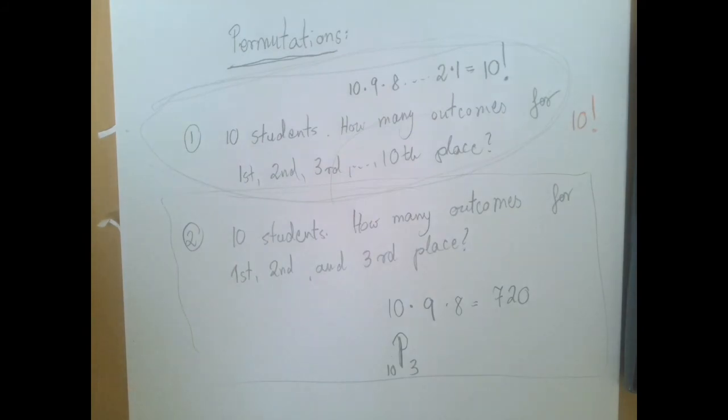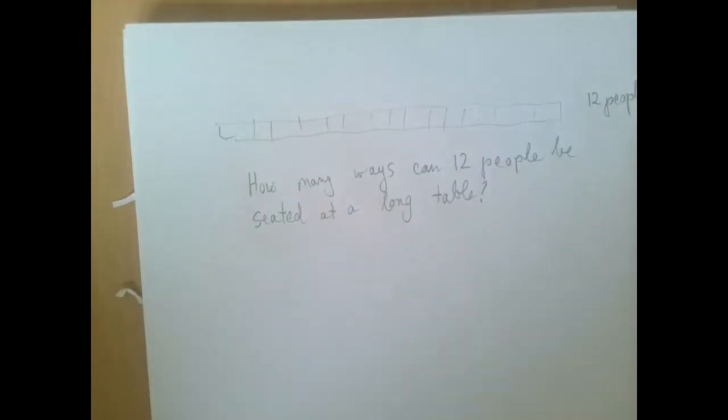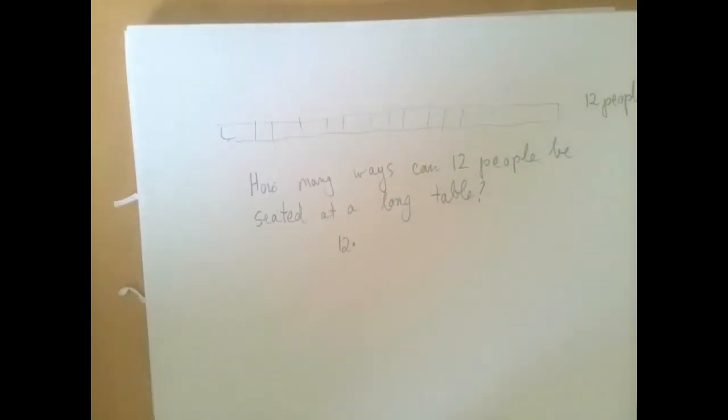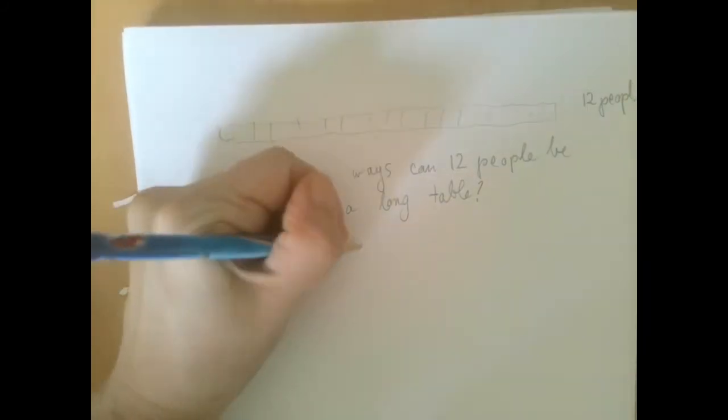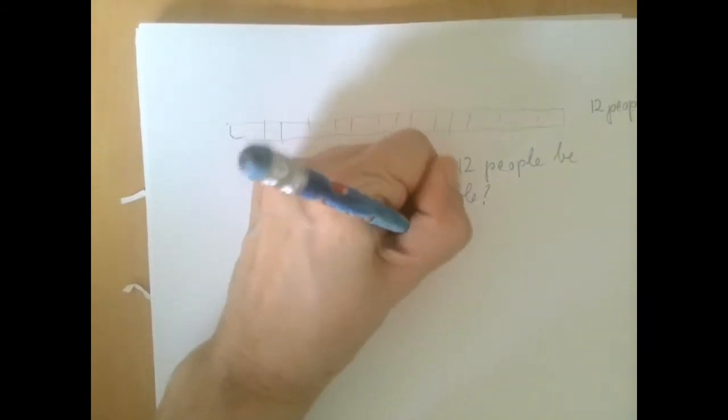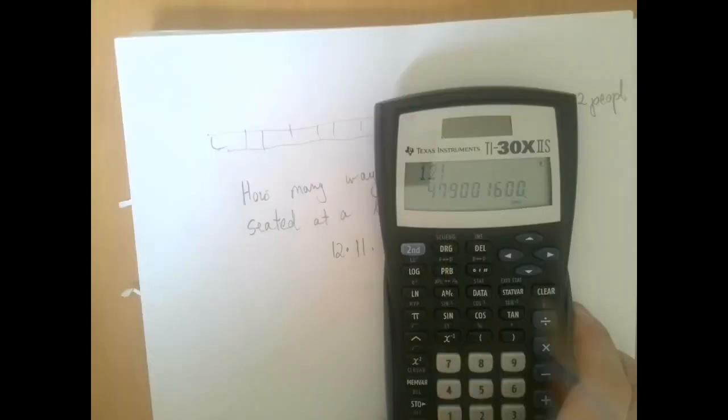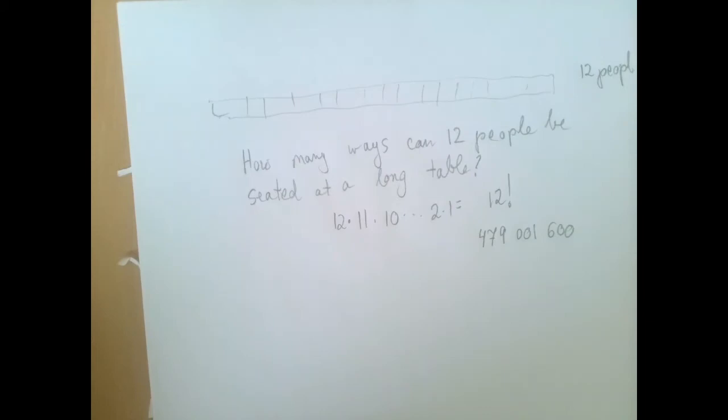Now, just because you know the formulas, that doesn't mean you're not going to have questions where you have to adjust your thinking. Let me give you an example. So say there is a long table and 10 people can be seated there. Now let's make it 12. So 12 people can be seated. And if 12 people show up, how many different ways can they be seated? So for the first spot, we can pick 12 people. For the second spot, we can pick 11, all the way down. So this is going to be just 12 factorial, which is quite a big number. So it's 479,001,600. So that's a lot of ways.